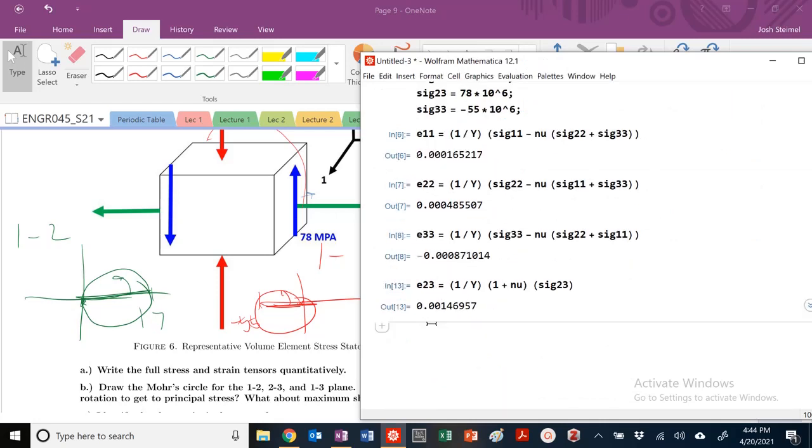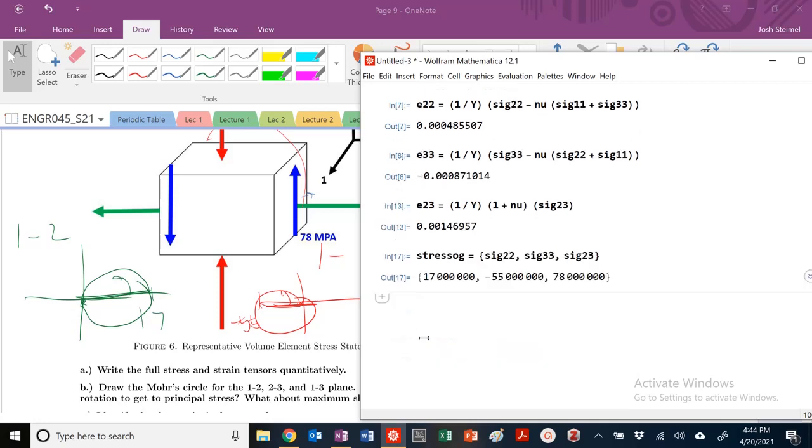So now in this system, my stress OG is going to be equal to sig 22, sig 33, and then sig 23. Let's take a peek at that. Excellent. So now we just have to figure out when we are in our principal stress state.